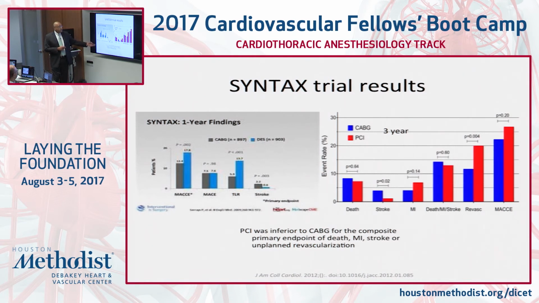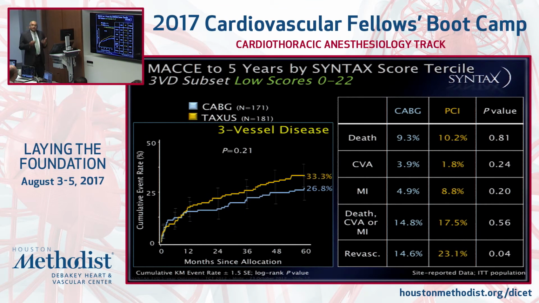PCI was inferior to CABG for the composite primary endpoint of death, MI, stroke, or unplanned revascularization. So as you can see, death, MI, and stroke, but especially what drives the most is the revascularization, which is much, much higher in the PCI arm. But we started digging deeper. That's what cardiologists do. We said, well, let's try to divide the anatomy. Not every multivessel disease is the same, because sometimes we come across 3.5, 3 lesions, and we say, well, this stent should really do well.